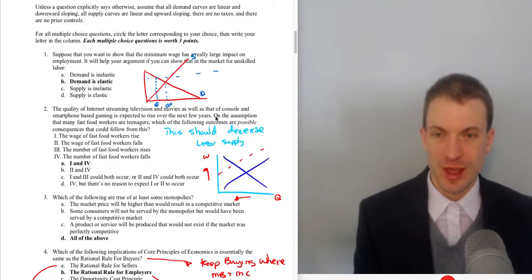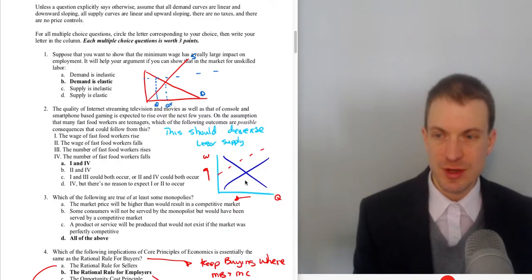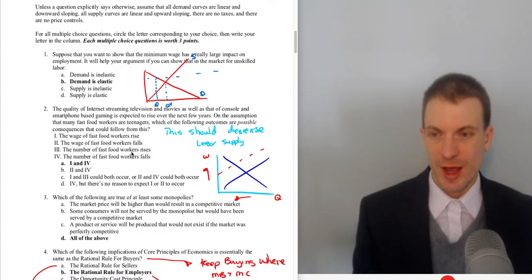Okay, so now I'm going to finish the question. On the assumption that many fast food workers are teenagers, which of the following outcomes are possible consequences? Well, we're looking for something where wage rises and quantity of those working decreases because we have a decrease in labor supply. Item 1, the wage of fast food workers rise. Good. Wage of fast food workers falls. No. Number of fast food workers rises. No. Number of fast food workers falls. Yeah. So it's got to be 1 and 4.